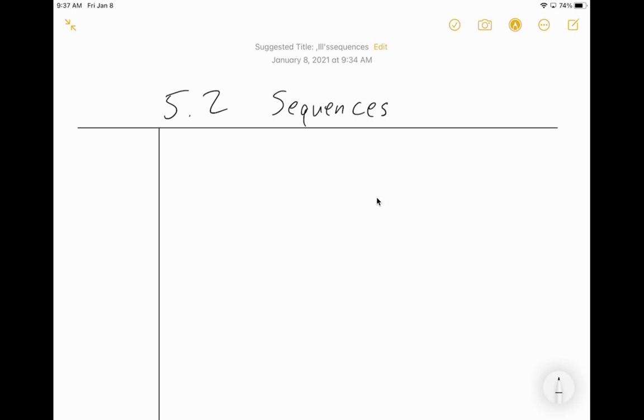Okay, so there are different kinds of sequences. We're just going to focus on this certain kind, a little vocabulary word. If you can write this down: arithmetic sequence. Write that down, please.